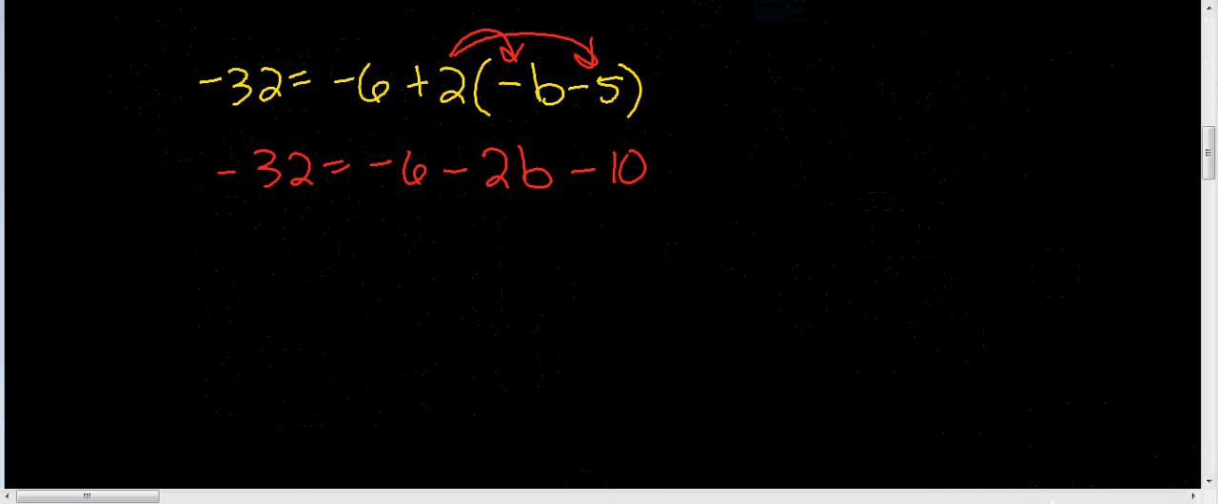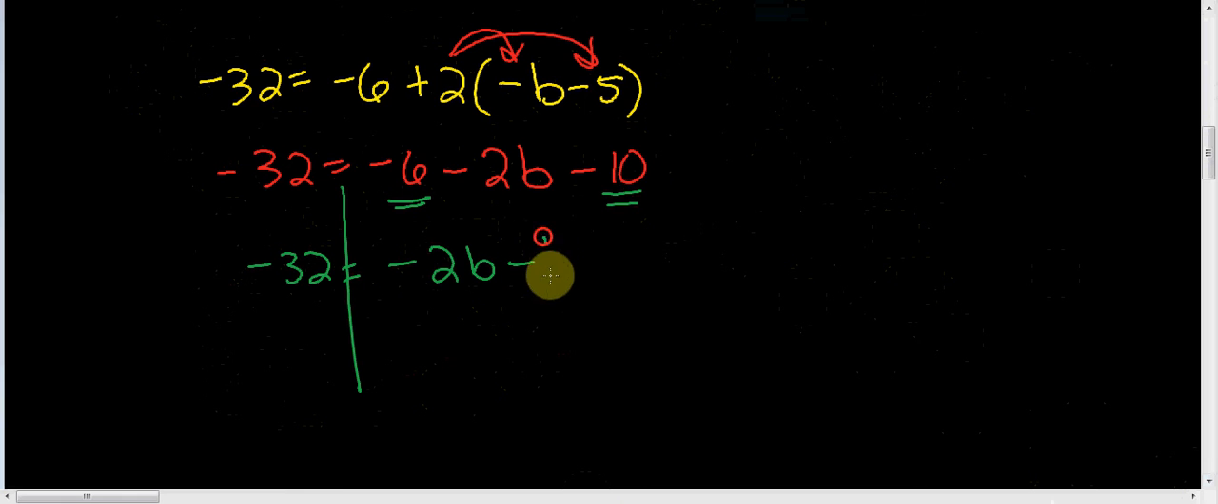All right, let's see. Let's underline our like terms. There and there, negative 6 and negative 10. And when I combine my like terms, I have negative 32, which is equal to negative 2b. I have a negative right there, and minus 16 when I combine my like terms. All right, 2 steps and we're done. We're going to add 16 to both sides.